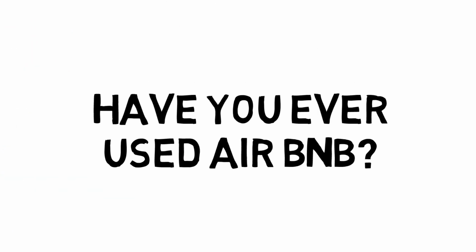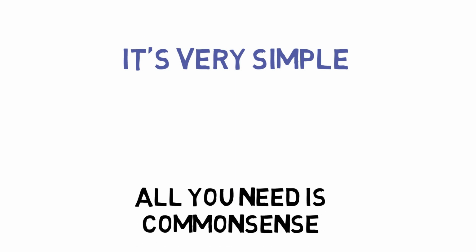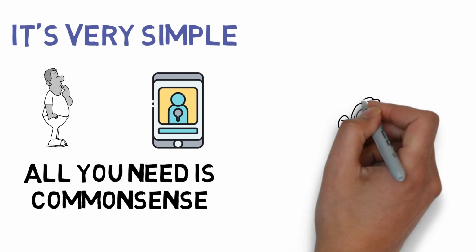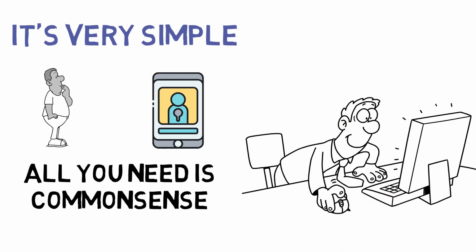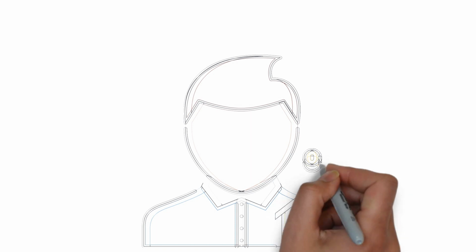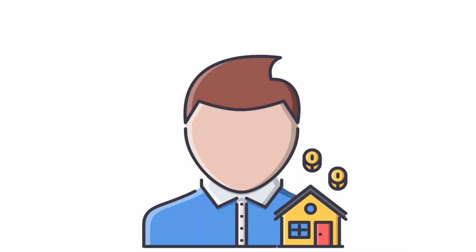Win-win. If you've ever used Airbnb, you'll probably have realized by now that the work Airbnb companies are doing isn't actually that hard. All you really need is some common sense and to know how to use an Airbnb app. You list the place on Airbnb, someone books through the app, and you give them the keys when they arrive, and then you take the keys back and clean the room when they leave. Simple.